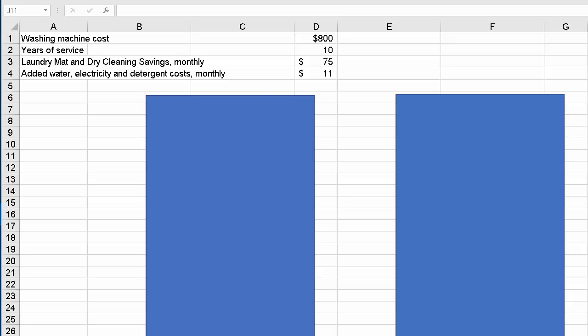Hi everyone, let's explore this capital budgeting scenario. And this is going to be a personal scenario rather than a business scenario. Okay, here's the background. You're considering buying a washing machine.